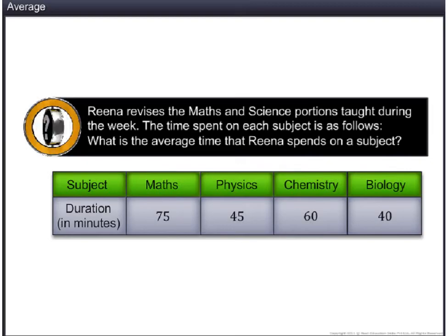Let us see an example. Reena revises the maths and science portions taught during the week. She spends 75 minutes on maths, 45 minutes on physics, 60 minutes on chemistry, and 40 minutes on biology. Let's calculate the average time spent by Reena on a subject.